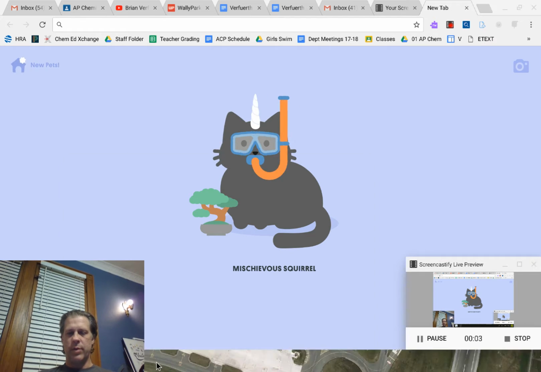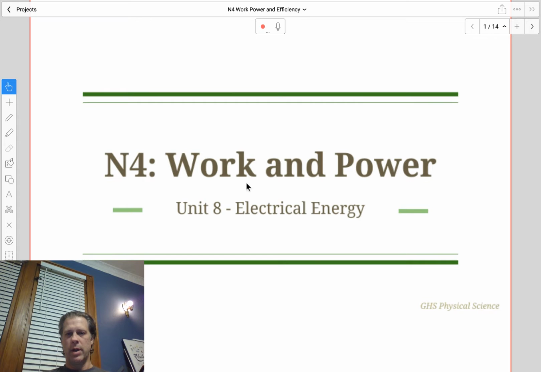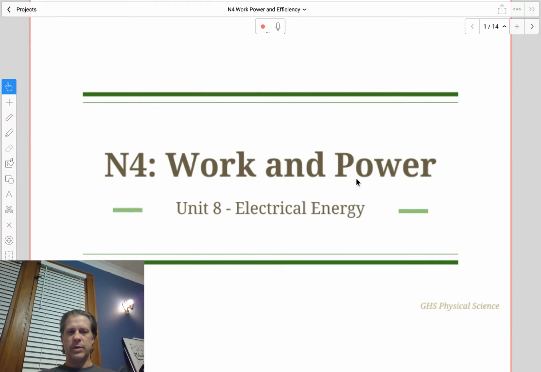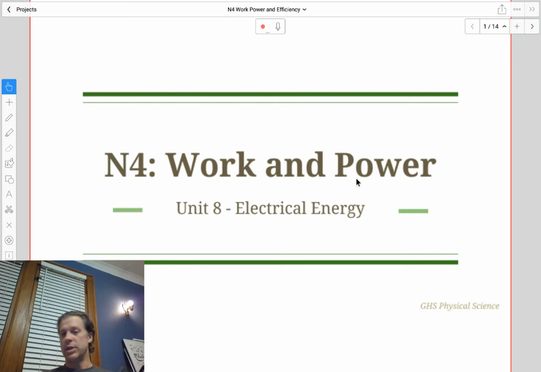So today we are going to be talking about work and power. If you haven't done so already, please get your notes out and locate the sheet that says N4 work and power at the top of it.